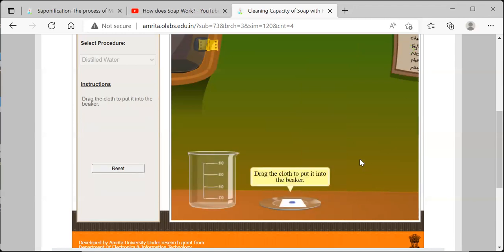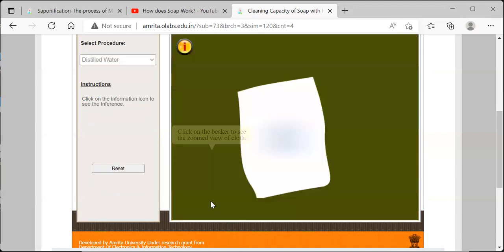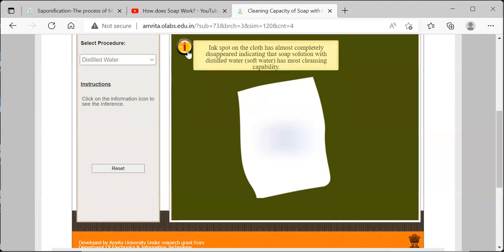The last step here is to see the cleaning capacity of this soap that is considered to be soft water. We're going to have a piece of cloth that has been stained. We're going to pick it up, put it in the beaker, and after our digital clock has completed 10 minutes, when we look at a closer view, we can see that the ink spot in the cloth completely disappeared, indicating that the soap solution with that soft water has the most cleaning capability.